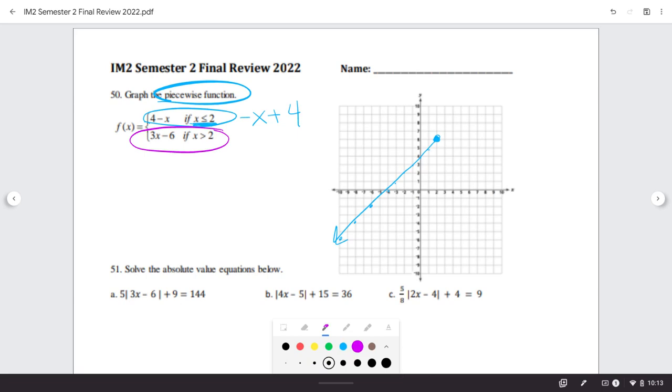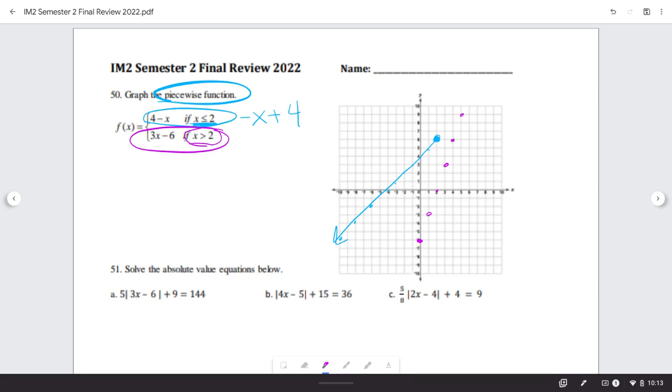Now the other one also stops at x is greater than 2, but it doesn't have an equal sign, so that one's going to be open. So I'm going to go down to negative 6: 1, 2, 3, 4, 5, 6, right there. And then I'm going to use a slope of 3. So up 3 over 1, up 3 over 1, etc.